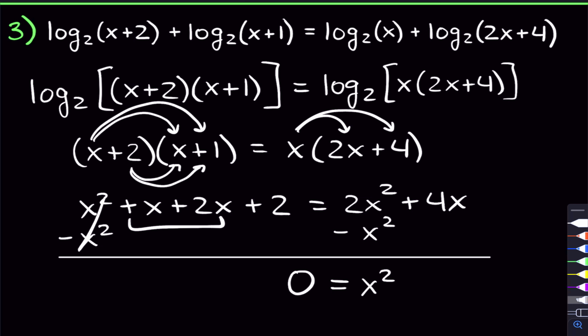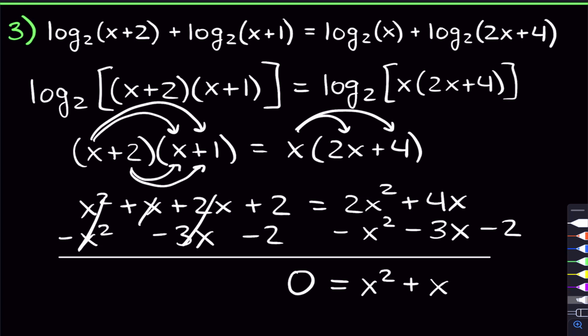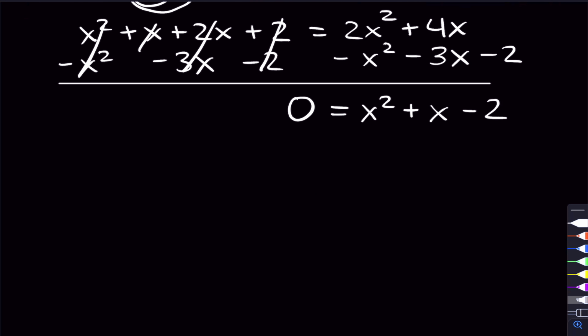So x plus 2x, that is a 3x. And so I can subtract 3x on both sides to cancel off all this stuff. And that's going to give me 4x minus 3x, which is a positive x. And then I just subtract 2 on both sides to get my final quadratic here, which is x squared plus x minus 2. And this is something that we can factor quickly and solve for x.